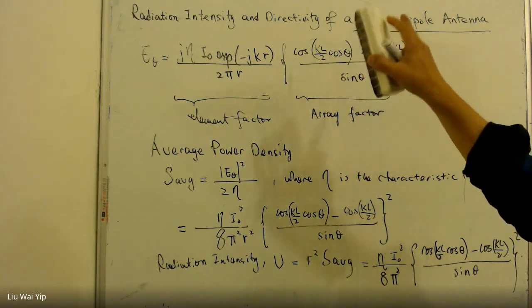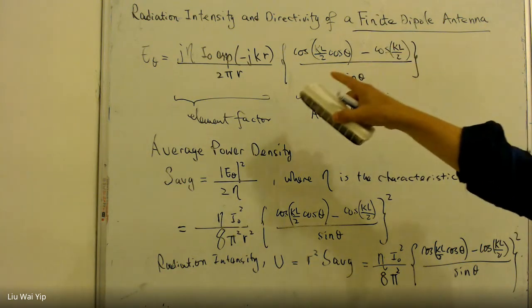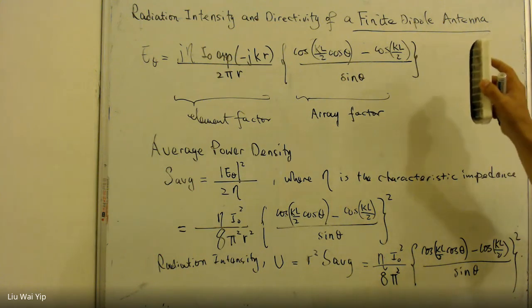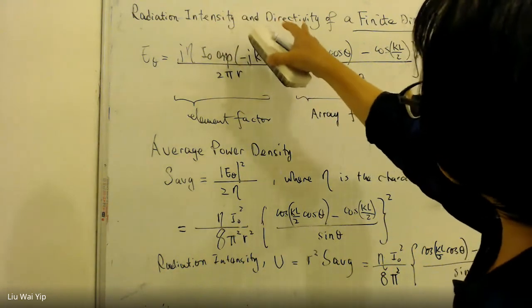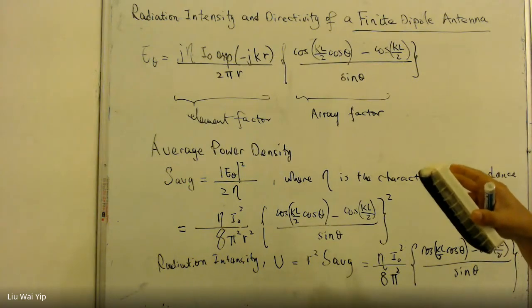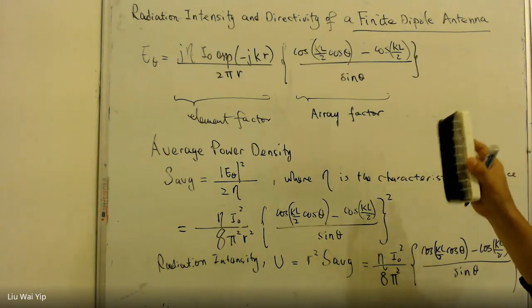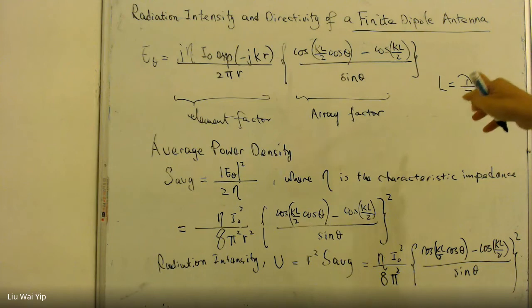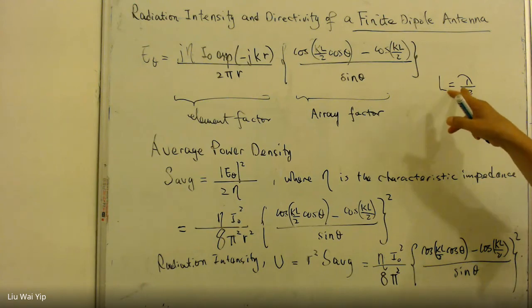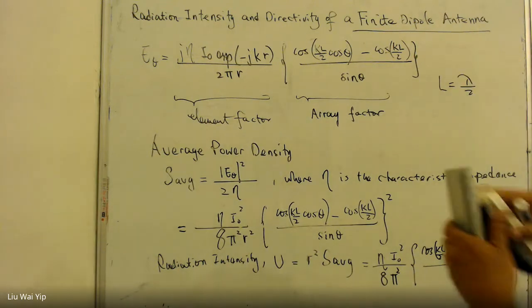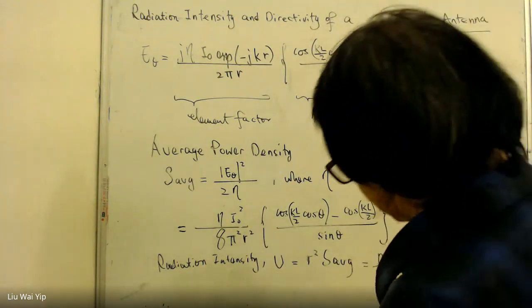So from now on, the title here is going to change. What we are going to do is to find out the radiation intensity and the directivity of a half-wave dipole. And this is going to happen when L is equal to lambda divided by 2. So this is the special case that we are looking at. And the antenna with the length exactly equal to half a wavelength is the so-called half-wave dipole. And this is what we are looking at.